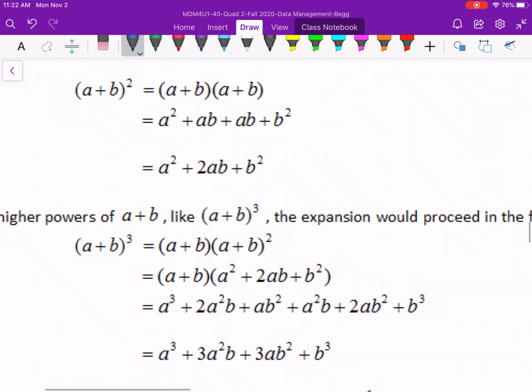So (a + b)² means the squared is on the brackets, so it means the whole bracket times the whole bracket, (a + b)(a + b), and then we would use FOIL to expand that, right? First times first gives you a², outside times outside gives you ab, inside times inside gives you another ab, and then last times last equals b² in this case. And then we combine those two middle terms, ab and ab. They're like terms, and you've got two ab terms.